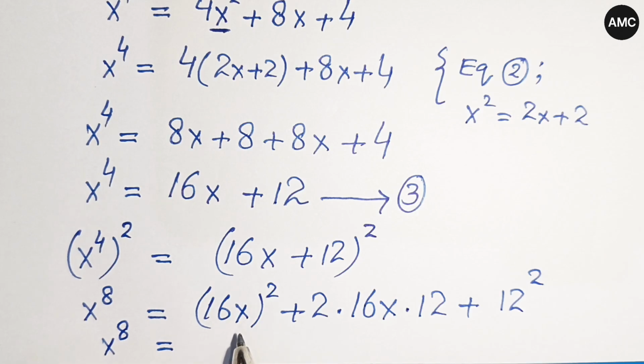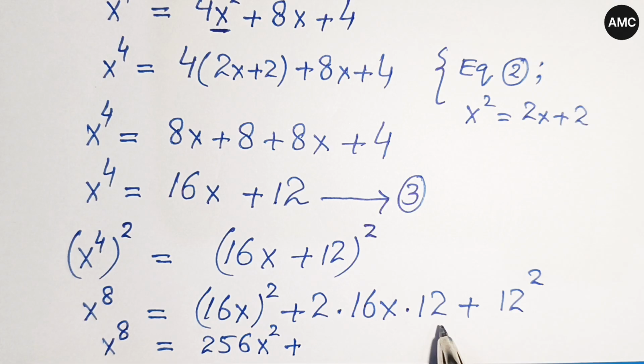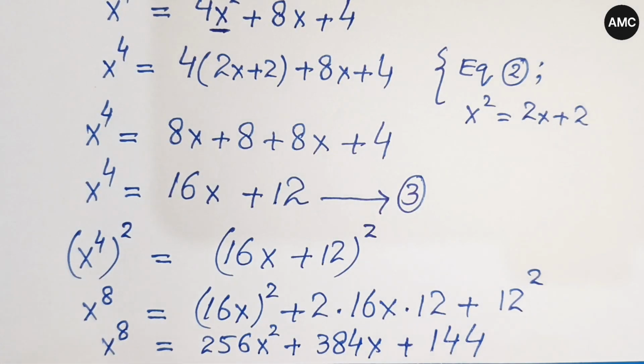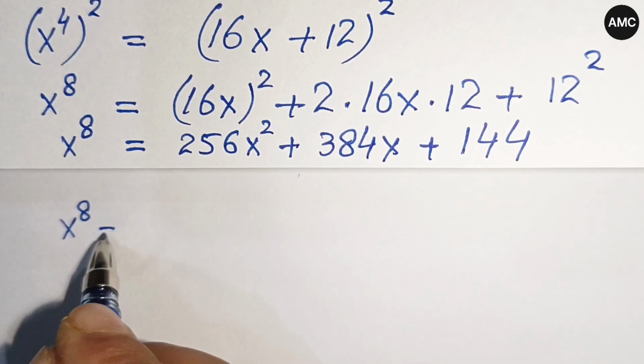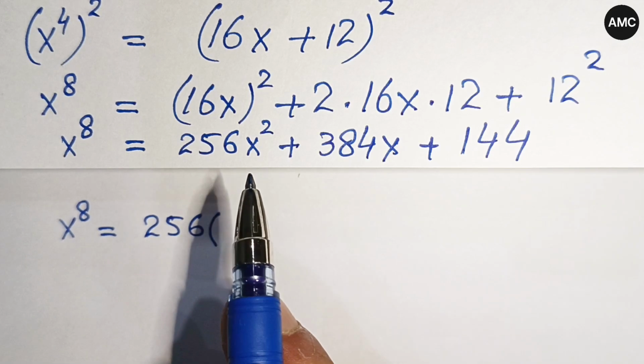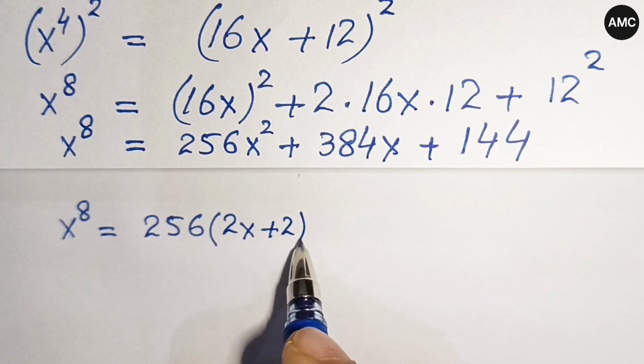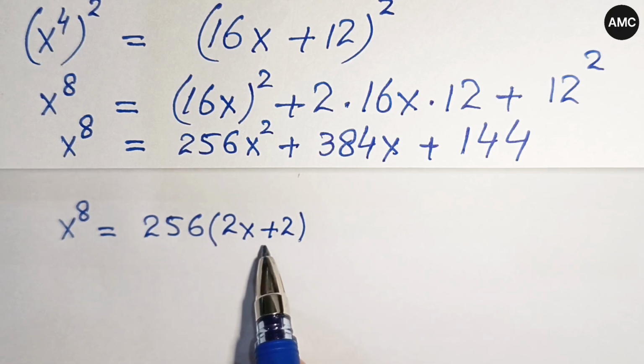Here we have 16 squared x squared, so we put 256 x squared, plus 2 times 16 times 12, we get 384x, and plus 12 squared is 144. Now our next step is, x to the power 8 is equal to 256, and now putting the value of this x squared from equation 2, as we know that it is equal to 2x plus 2. Recalling our equation 2, it is equal to 2x plus 2.